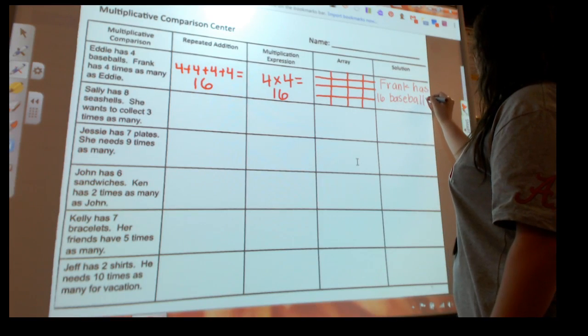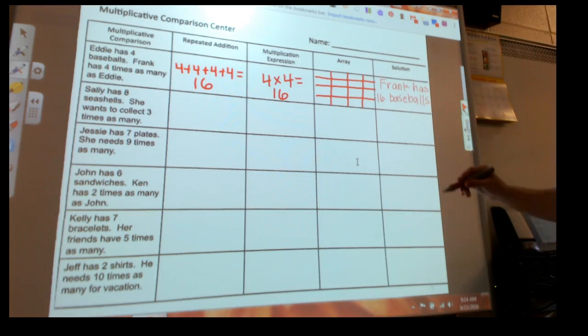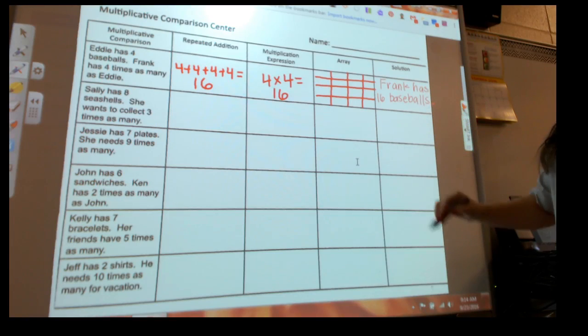baseballs. Is that a huge square? No, so can you write like the Jolly Green Giant? No. Is that a long sentence? No, that's not a long sentence. It's Frank has 16 baseballs.